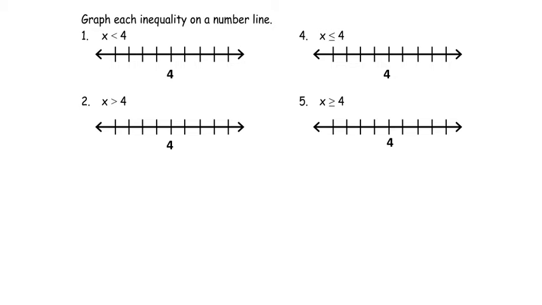So let's go through these 4 examples. I don't know what happened to 3, but I also don't care. On the first one, I got x is less than 4. We already got 4 on there, and you could put a 3 and a 5 right there if you wanted. I'll just keep the 4. So this first one says x is less than 4.